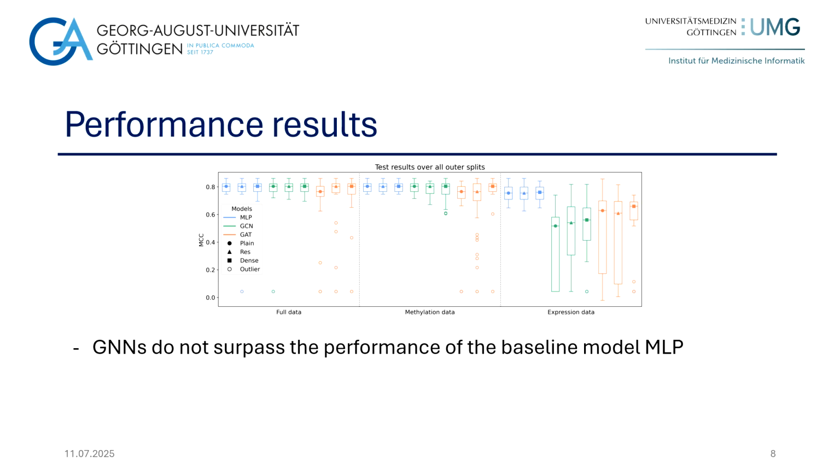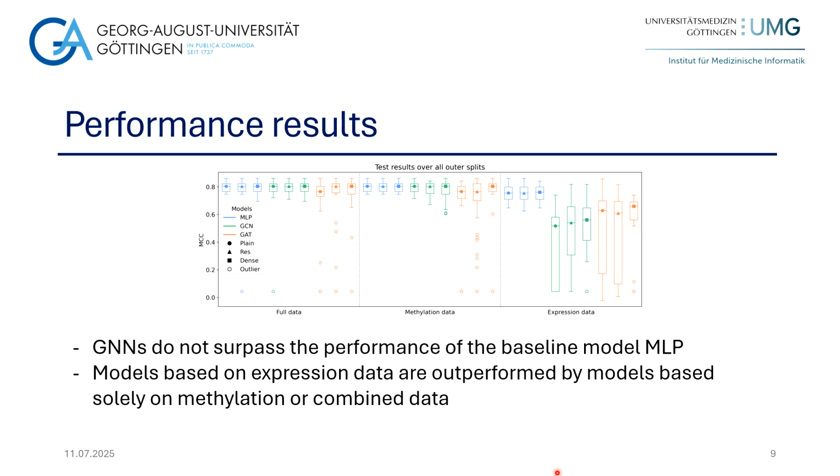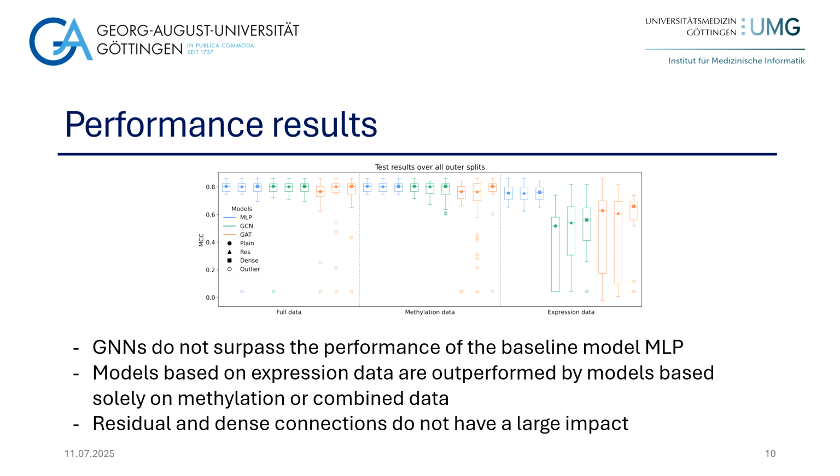What are the key findings based on the performance results? First, we can see that the graph neural networks do not surpass the performance of the baseline model, the MLP. Second, we can see that the models based on expression data are outperformed by the models based on only the methylation data or the combined data. This is more extreme for the graph neural networks, shown in green and orange. Lastly, we see that the residual and dense connections, shown as the different model variants with the different shapes here, do not have a large impact on the model performance.